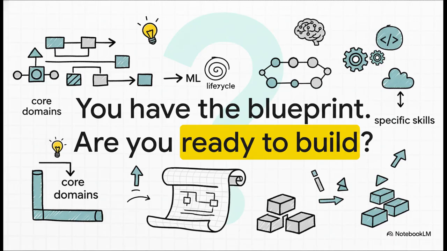So there you have it. The chaos has been replaced with a clear, structured plan. The path is laid out for you from the core domains to the ML lifecycle to the specific skills you need. You have the blueprint. So the only question left is, are you ready to build?